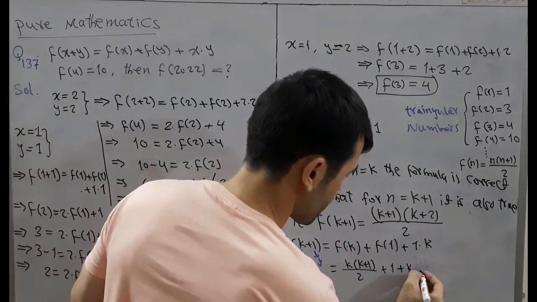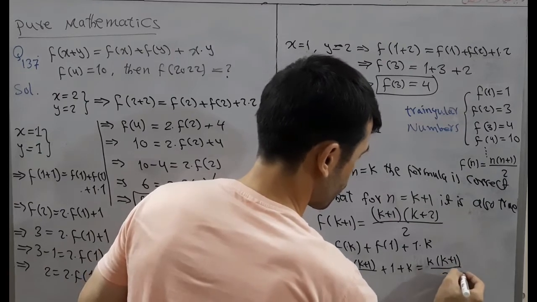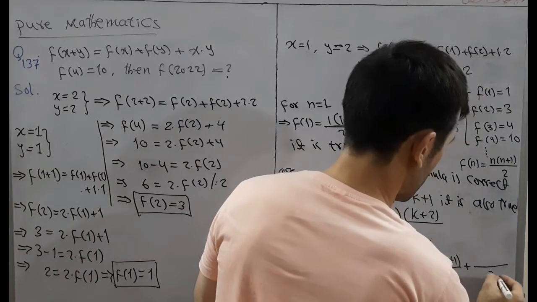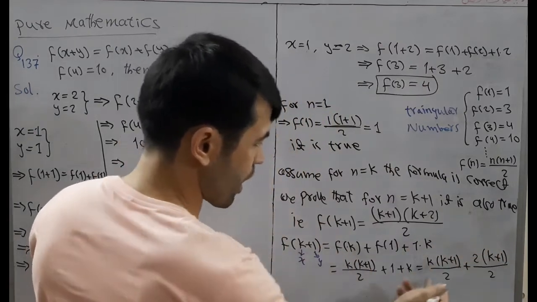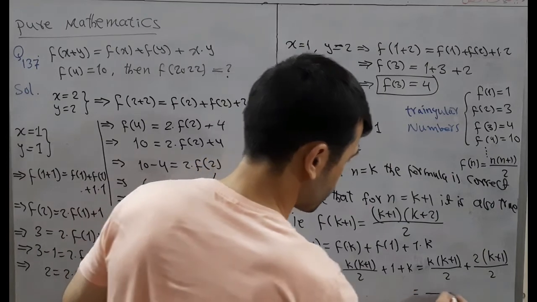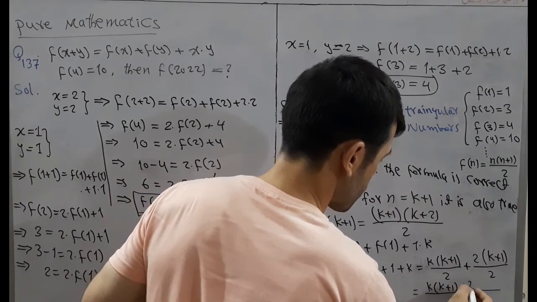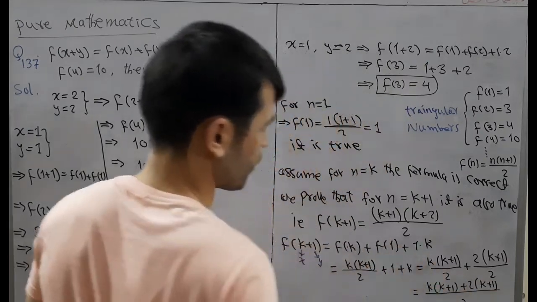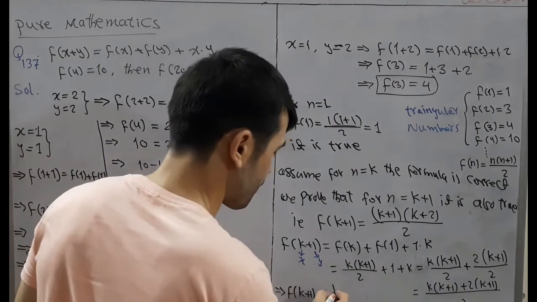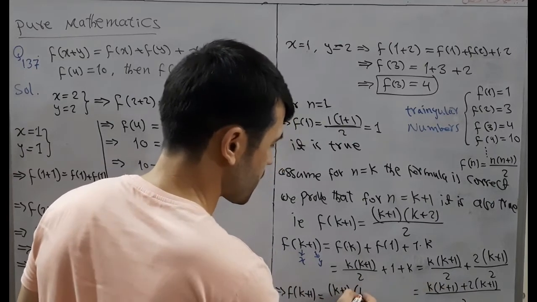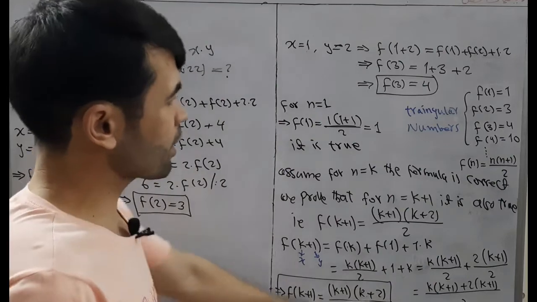Now it is equal to k into k plus 1 divided by 2 plus 2 into k plus 1, with the common denominator 2. It is equal to k into k plus 1 plus 2 into k plus 1 over 2. We take factor k plus 1. This implies f of k plus 1 is equal to k plus 1, we take factor k plus 2 over 2. Actually, we prove by induction that this formula is correct.